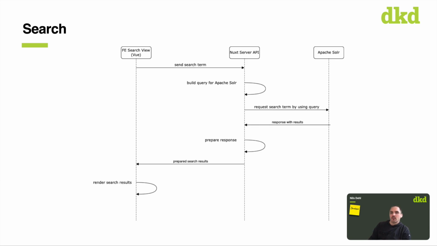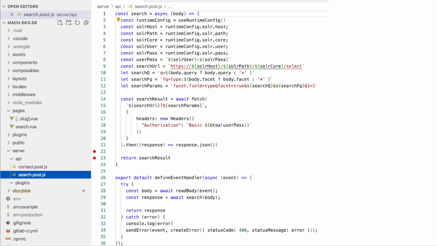So let's have a look in the Nuxt server API side. We use this server side API to not have the Solr credentials and search API directly in the front end. Otherwise, the user and password and that stuff would be visible for every front end user. But you can see that it's in our project structure in the server API folder. So this is only run on the server side.